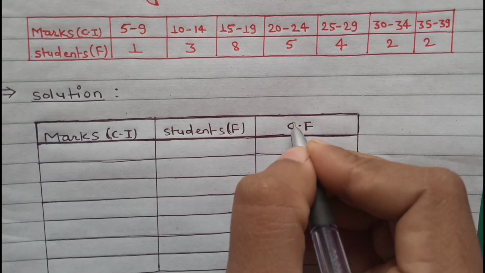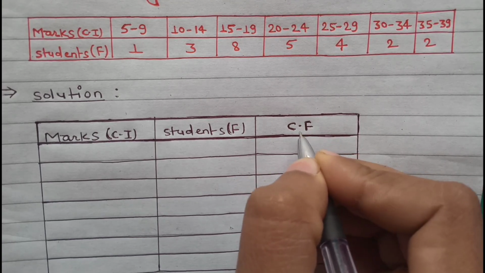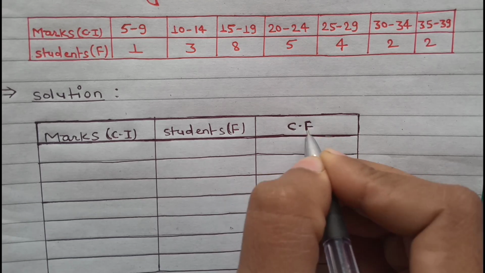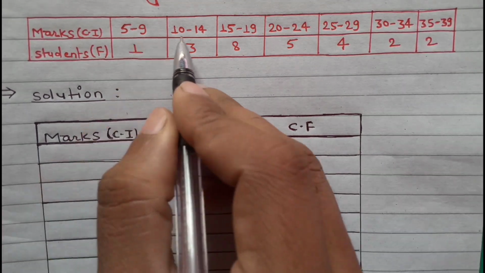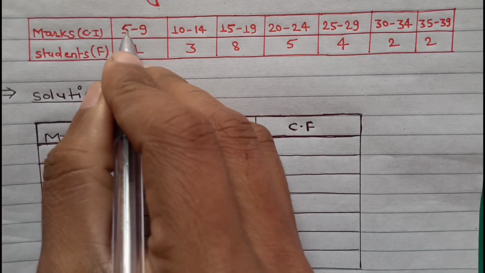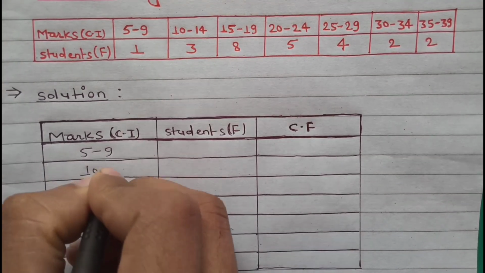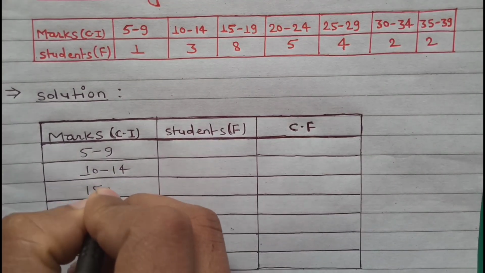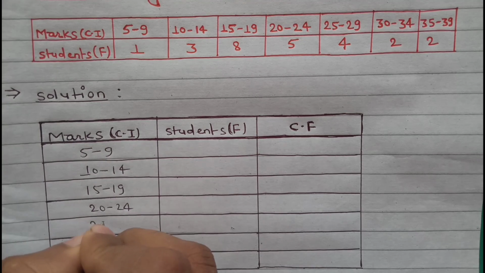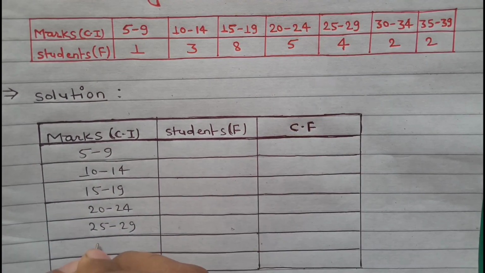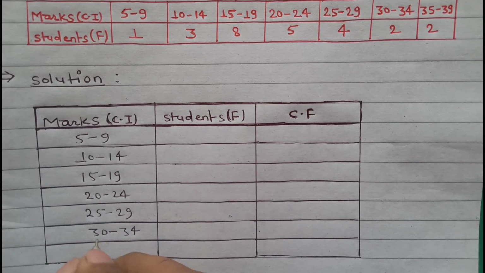We also have to add another column, cumulative frequency, written as C.F. We have to make this type of table all the time. Now we arrange the data here: 5 to 9, 10 to 14, 15 to 19, 20 to 24, 25 to 29, 30 to 34, and the last one, 35 to 39.